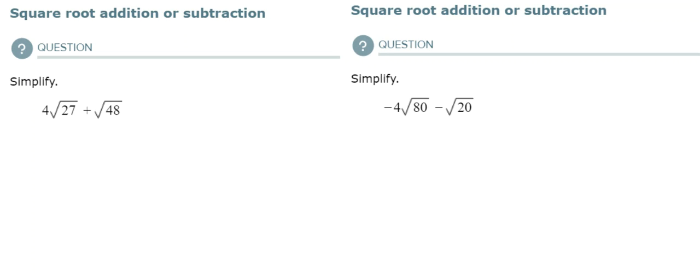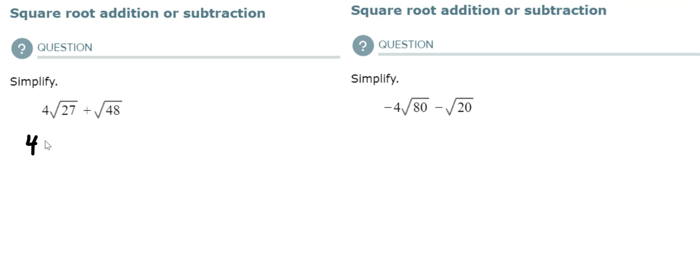Here are some examples on square root addition or subtraction. For this first one, we have 4 times the square root of 27 plus the square root of 48. The first step before we can add or subtract is we want the radicals to be like. So we want what's underneath the radical to be the same number, otherwise we can't add or subtract them. To do that, we're going to simplify the radicals.